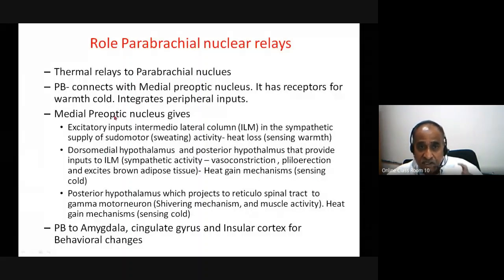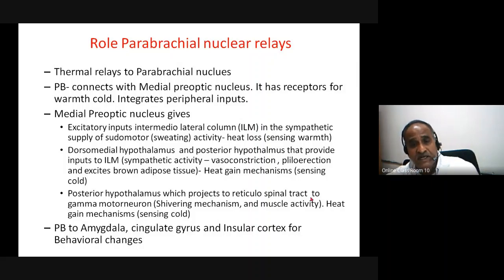So the preoptic nucleus monitors, depending upon warmth or cold, and that would activate a certain set of nuclei in the hypothalamus. Then the posterior hypothalamus projects to the reticulospinal tract. This reticulospinal tract monitors the gamma motor neuron activity. The gamma motor neuron activity increases the skeletal muscle contractions.